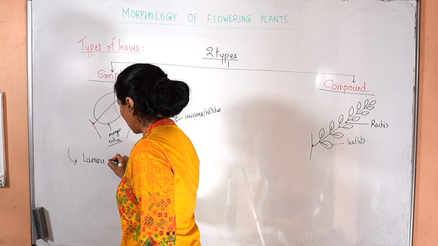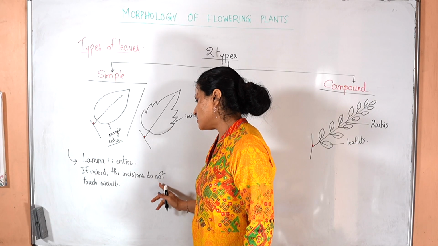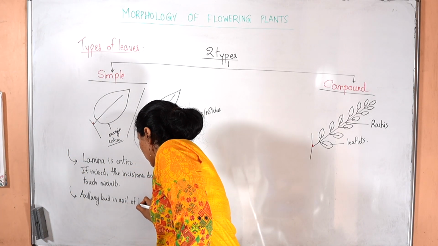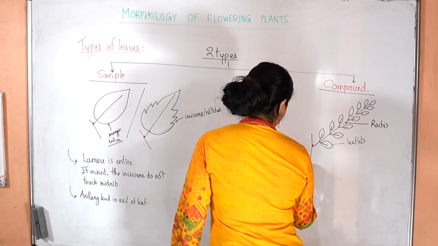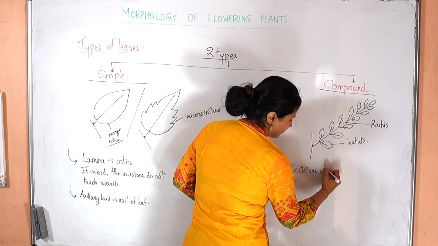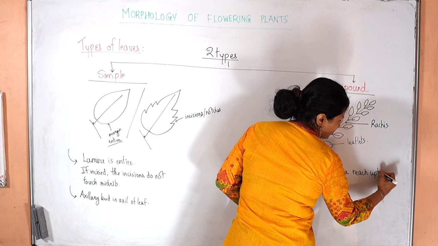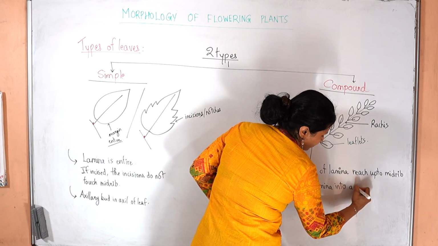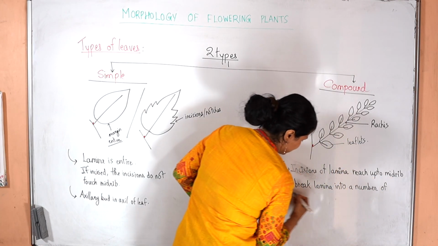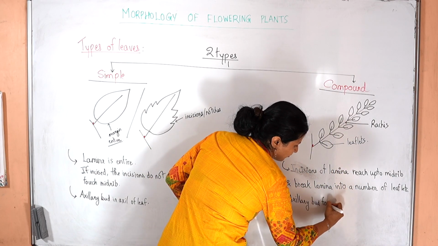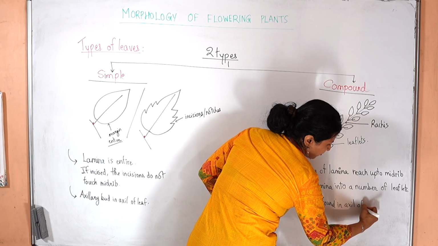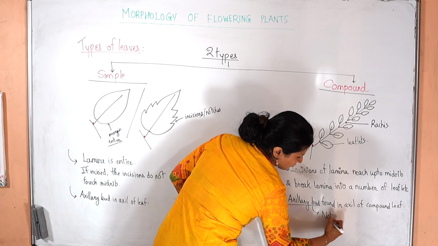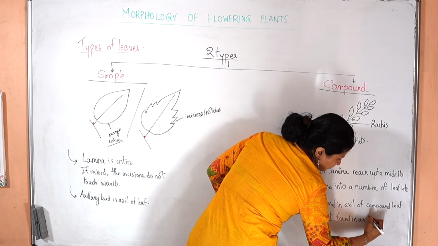We have to say that the lamina is entire if incised, the incisions do not touch the midrib. Axillary bud in axil of leaf. These are the simple leaves. And in this case, incisions of lamina reach up to the midrib and break the lamina into a number of leaflets. Axillary bud found in axil of compound leaf. Axillary bud not found in axil of leaflets.